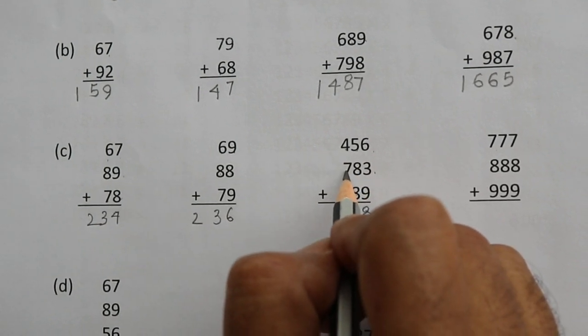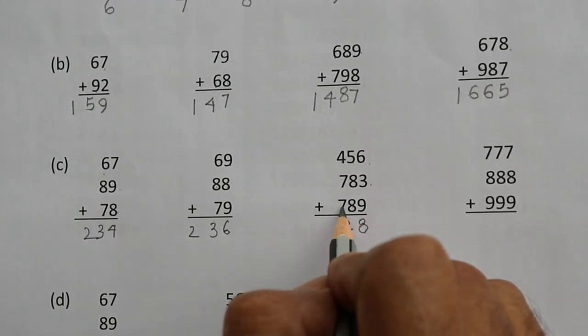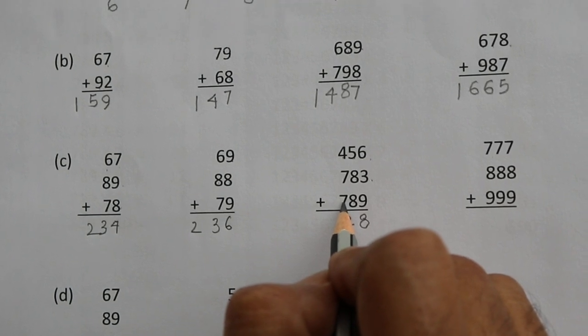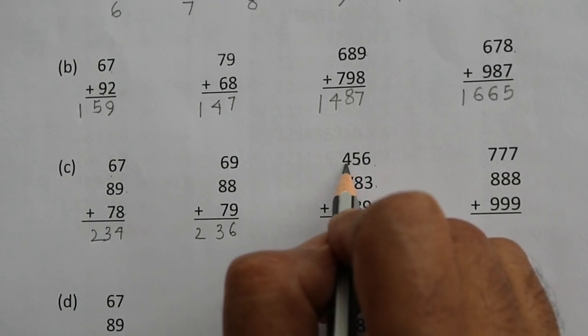Plus 7 minus 3. Plus 7 minus 3. Algebraic sum minus 6. 6 minus 6, 0. Carry over 2.